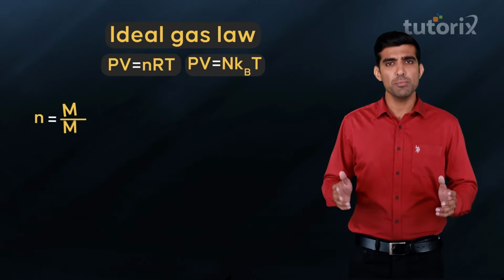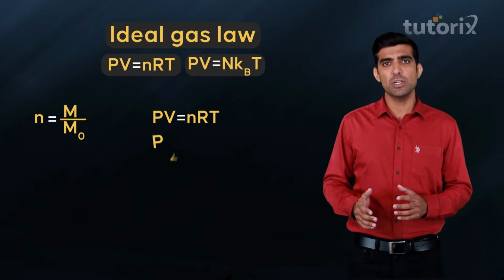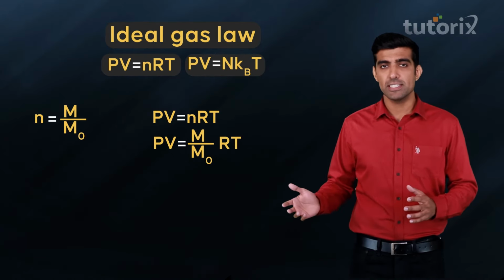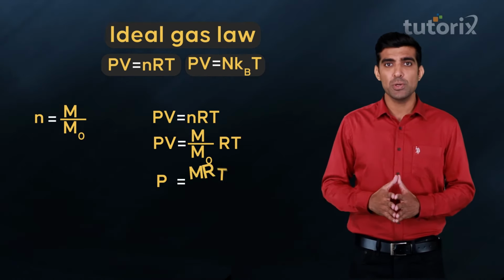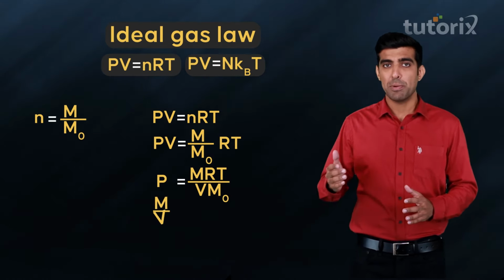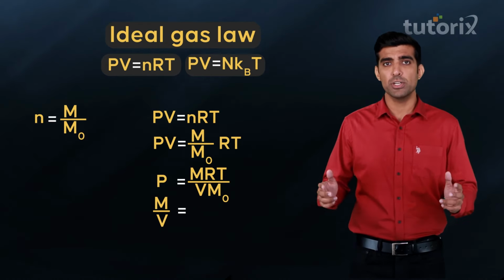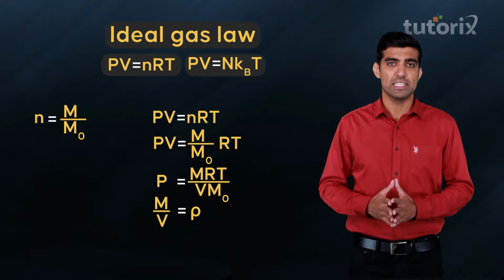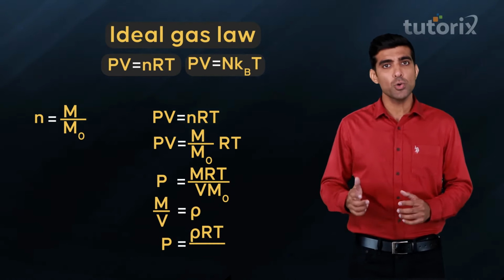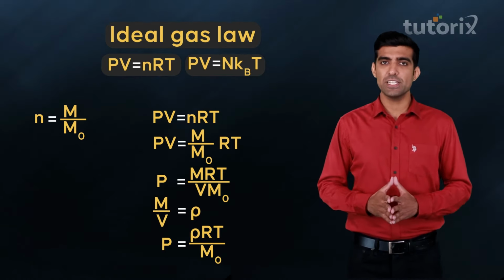Let us substitute the number of moles in the ideal gas law. We get PV = MRT/M0. Take V to the other side and get P = MRT/(VM0). Here M/V, or mass upon volume, is nothing else but mass per unit volume, or density. Replace M/V by rho and get pressure P = rho RT/M0. This is another form of the ideal gas equation.